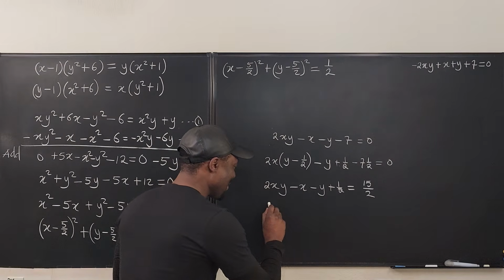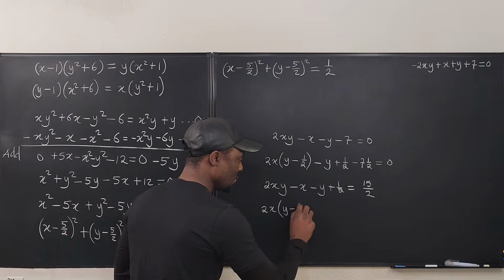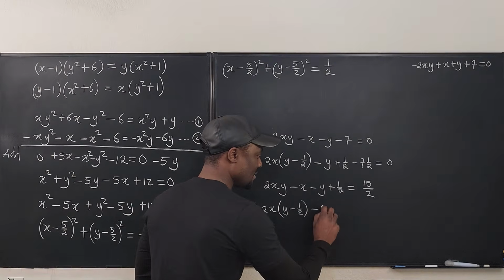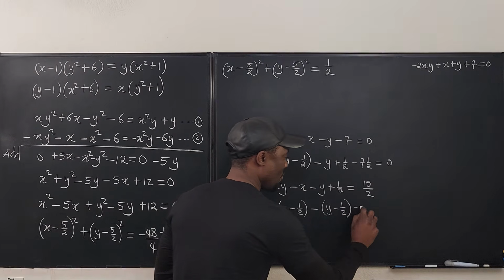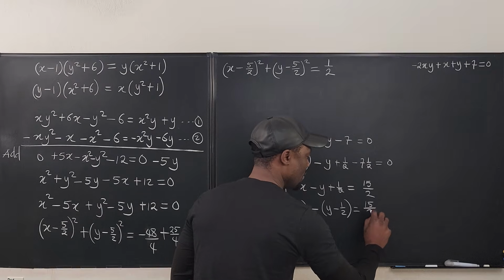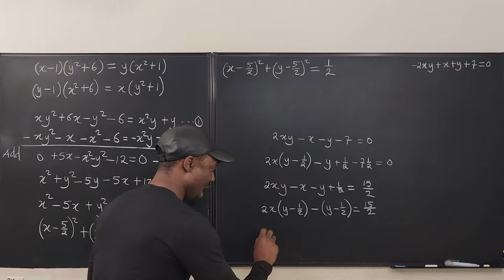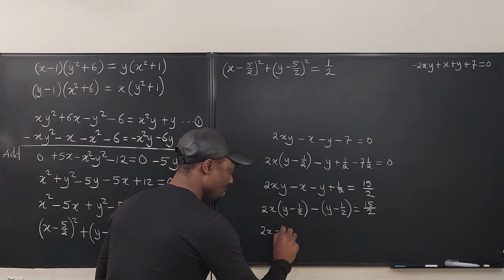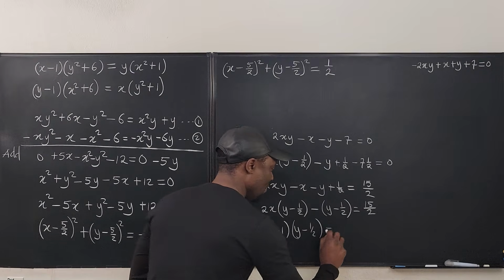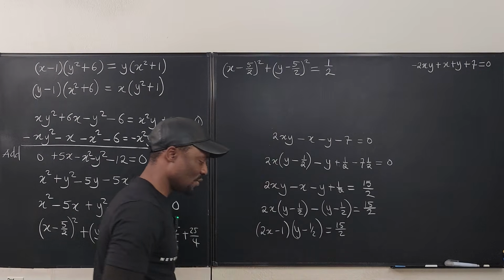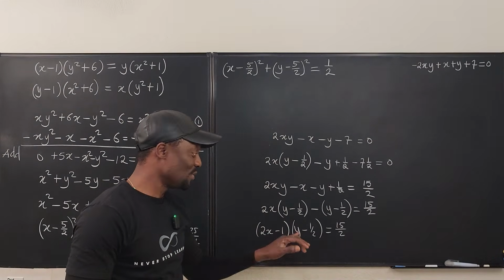Okay, so with this, if I take out 2x, what I have is 2x, I have y minus 1/2, minus, well, there's nothing here, it's just going to be y minus 1/2. And what I have left here is 15 over 2. Now I can pull these together, so I have 2x minus 1, y minus 1/2 equals 15 over 2. Why do I really need this? It's because I want it to look like this because I'm about to do something.